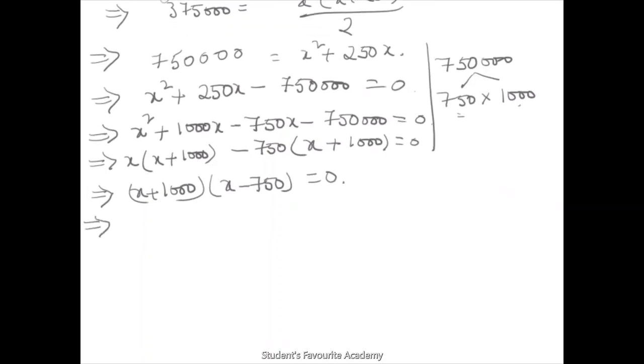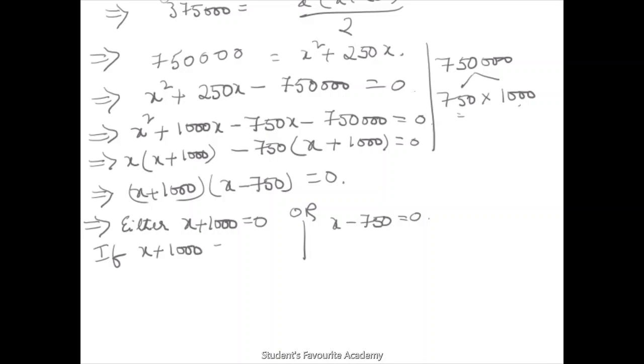So this implies either x plus 1000 is equal to 0 or x minus 750 is equal to 0. Okay, so now if x plus 1000 is equal to 0, it implies x is equal to minus 1000, which is not possible. Why? Because x is what we have assumed, the original speed of this plane, which cannot be negative.